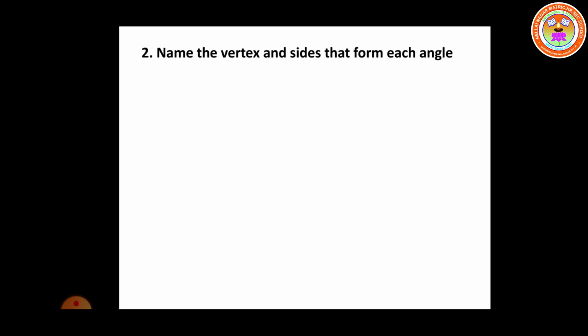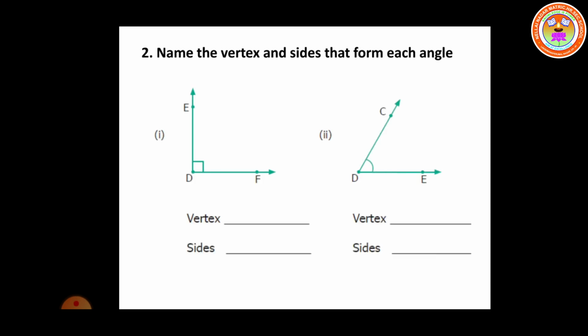Name the vertex and sides that form each angle. See the given question. First one, see the given diagram. First subdivision. The vertex is where the angle is given, at D. So the vertex is D. Therefore the sides are the ray DE and the ray DF. See the answer. Vertex is D. Sides are the rays DE and DF.